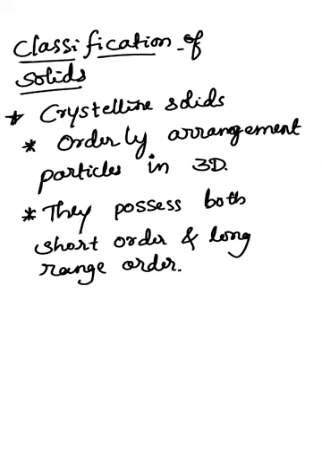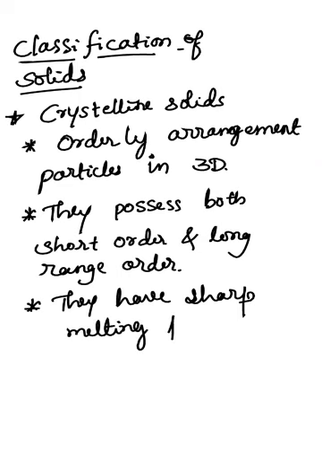Now let me explain the third general characteristic of crystalline solids. They have sharp melting points. My dear students, sharp melting point means accuracy in the melting point. There will be no falling above the melting point and falling below the melting point. Maintenance of accuracy in the melting point.